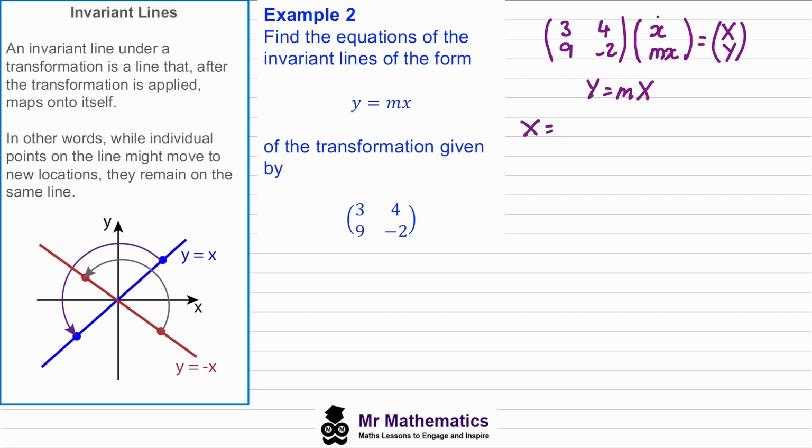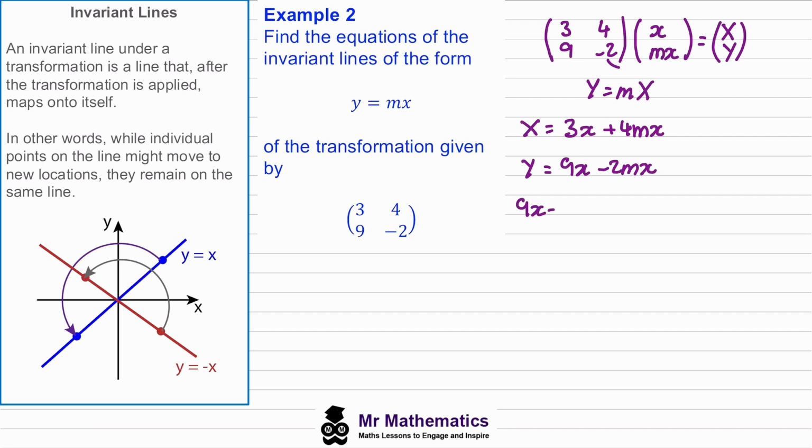This will be 3 lots of x plus 4 lots of mx. We'll find big Y. This will be 9 lots of x minus 2 lots of mx. Then we'll substitute each of these expressions for X and Y into this equation.